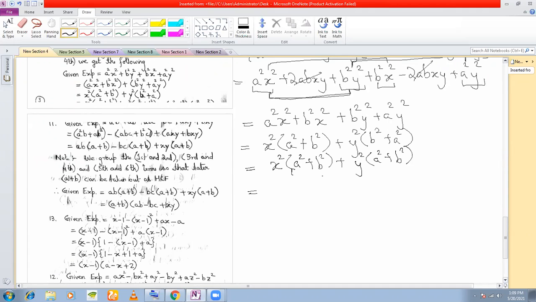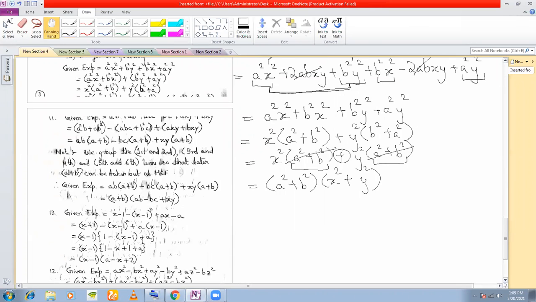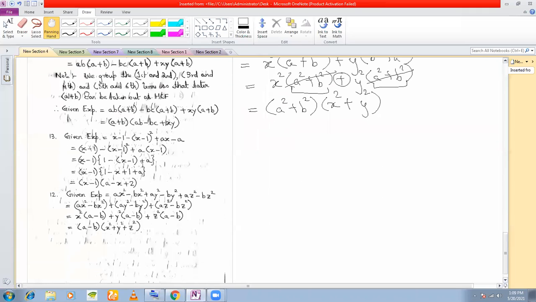Now I see that a square plus b square is here in both. So I take it out. If I take out a square plus b square, from this I'm only left with x square. And from this, this plus sign is here, so plus sign. And from this, if I'm taking out a square plus b square, I'm only left with y square. So these two are the factors. Okay, so next one.